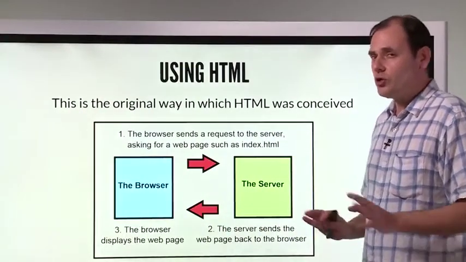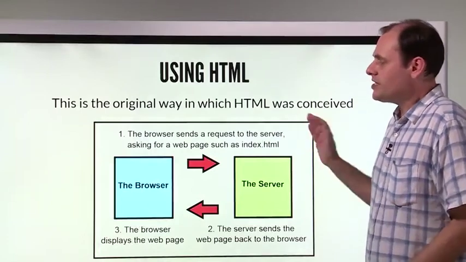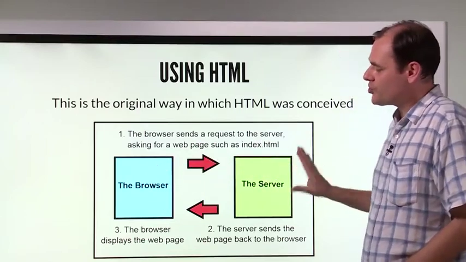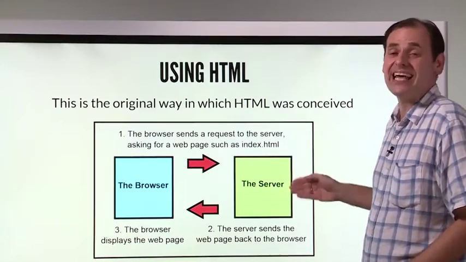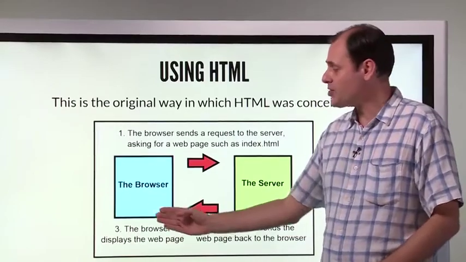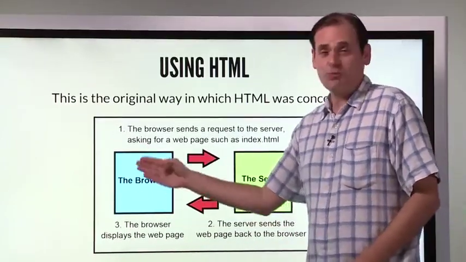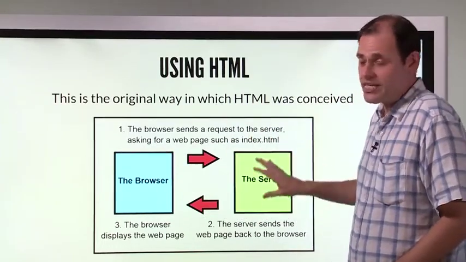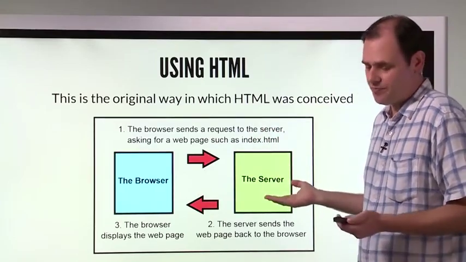So before we start looking at HTML code, we need to just understand how it gets used. This is the most common way it gets used. Browser sends a request to the server and asks for a web page, such as index.html. Server sends the complete web page back to the browser. Browser receives the complete web page and displays it appropriately. So that's been going on for like 30 years. That's the basic model, and it still goes on today millions of times a day.